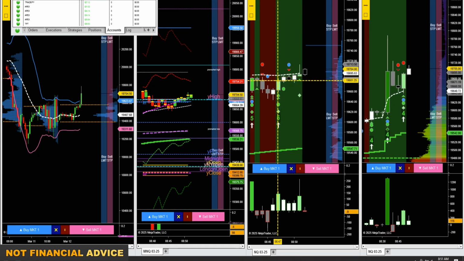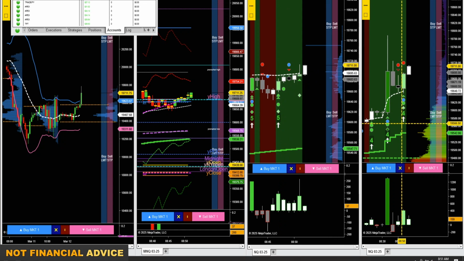We had a 5 signal back here that triggered. Got the break higher. Popped up over 20 points. Had a 4 signal on the 5 minute. Getting the break higher. Popped up over 15 points.